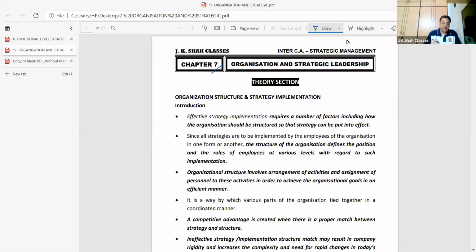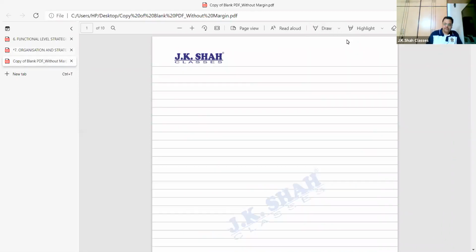Chalo beta, let's start. See, chapter number 7, there are two parts to this chapter. One is organization and the other is strategic leadership. Very, very interesting chapter. And beta, the best part of this chapter is that it is good to understand this particular topic. It can be useful tomorrow for you all as such. So I said two parts, organization and strategic leadership. I'll explain this first, beta, pay attention.